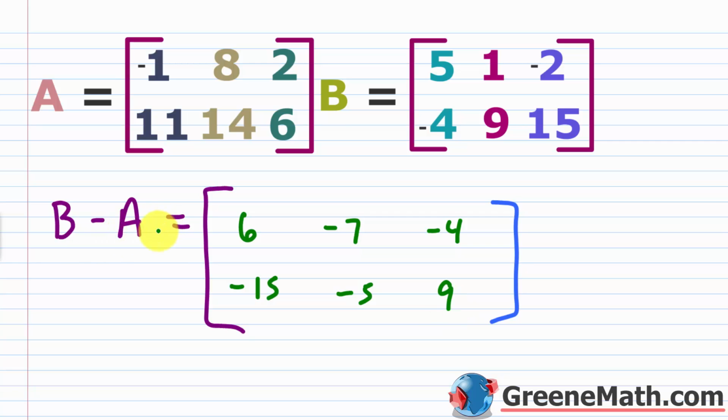Again, if you wanted to, you could do B plus the negative of A. To do that, you would change each element inside of this matrix A into its opposite, and then you could add and you would get the same result.